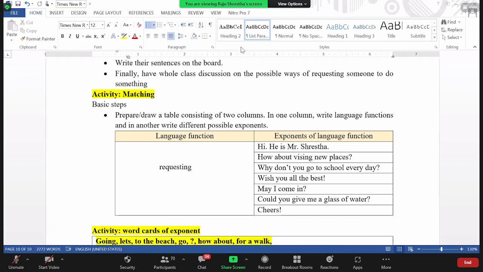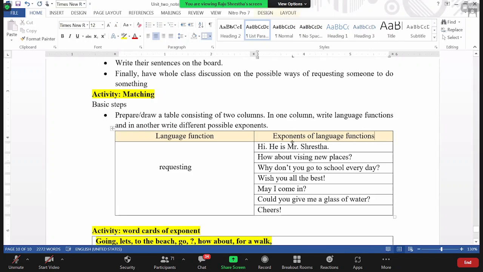Yes, I'm talking about the common activities. So matching is also common. If you are going to teach requesting, in this way you can prepare your seat. Language function: requesting. Here you provide the exponents of different language functions. Exponents of language functions, you write here.